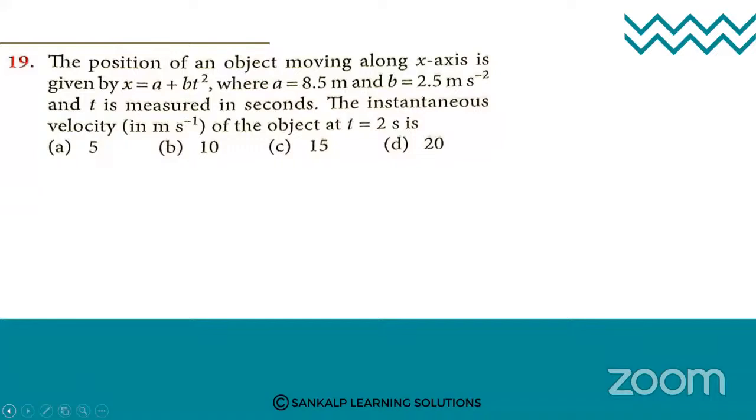Distance equation, position. So if you differentiate that equation, you will get the value for the velocity. So differentiate and substitute t is equal to 2.